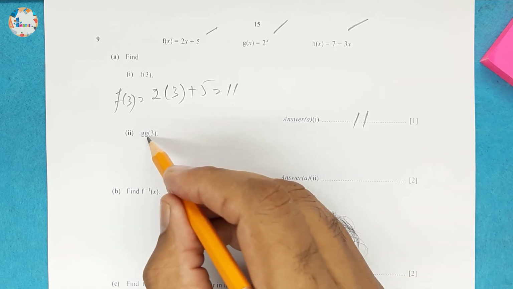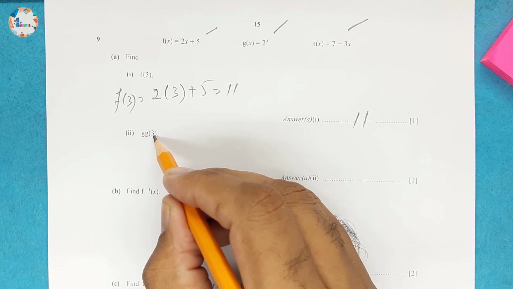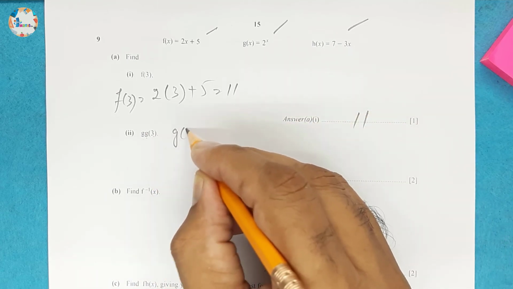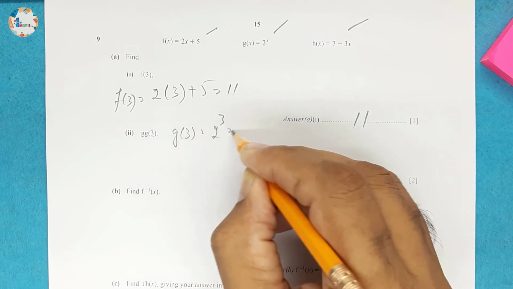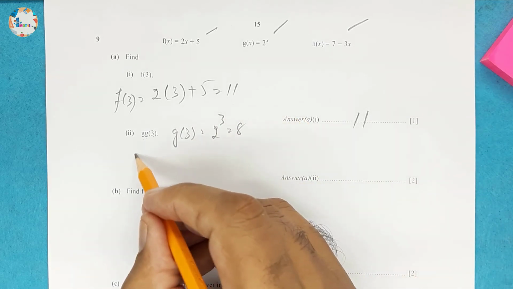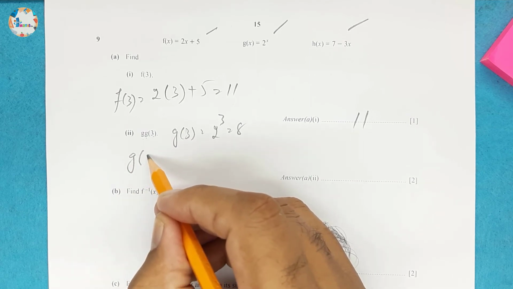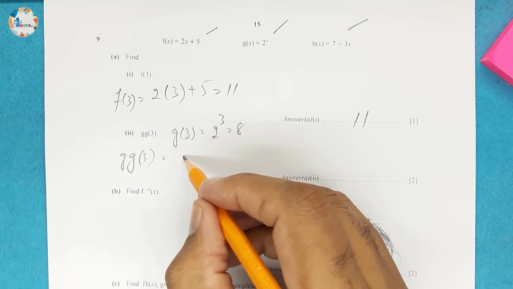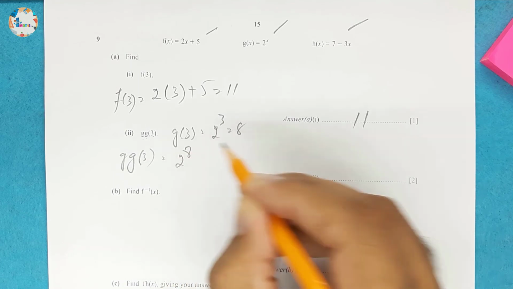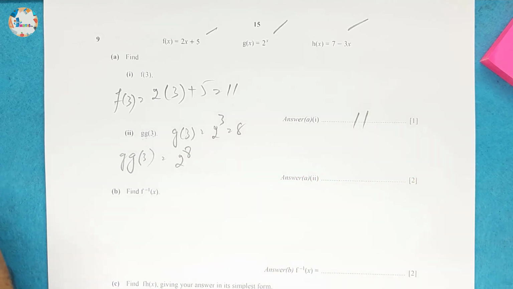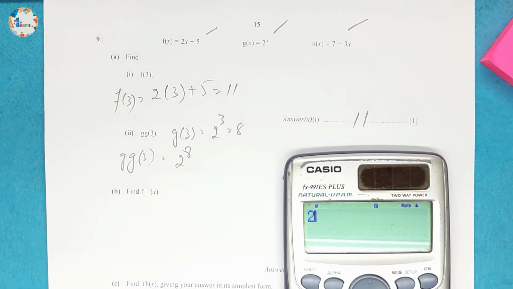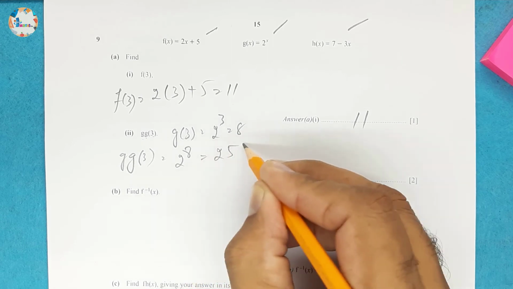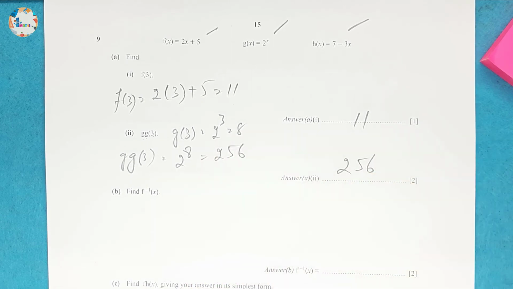Next they are asking g of 3. So g of 3 will be equal to 2 raised to 3, which is 8. And g of 3 will be equal to basically 2 raised to the power 8, and 2 raised to the power 8 we can calculate. 2 raised to the power 8 will be equal to 256. So this is equal to 256. Our answer will be 256.